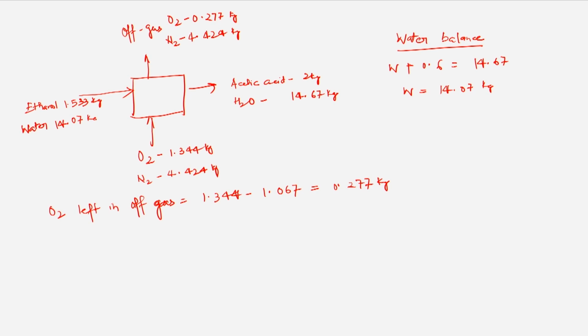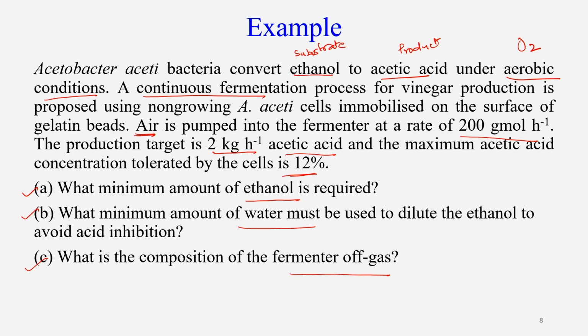So, now we can go back to the question. The first part was, what is the minimum amount of ethanol required? The answer for this will be 1.5 kg per hour, because we have assumed time is equal to 1 hour. Second is, what is the amount of water that must be used to dilute the ethanol? We got water as 14 kg per hour.